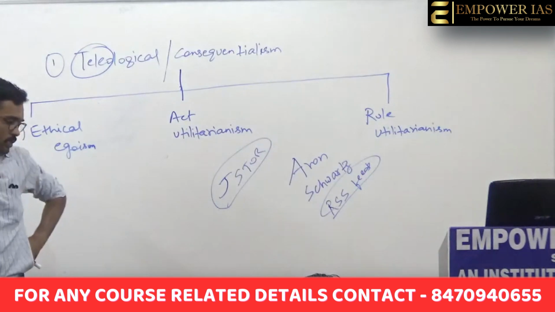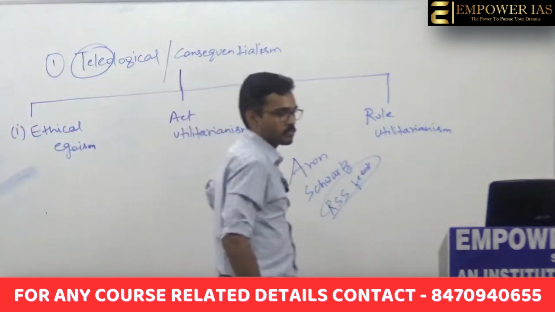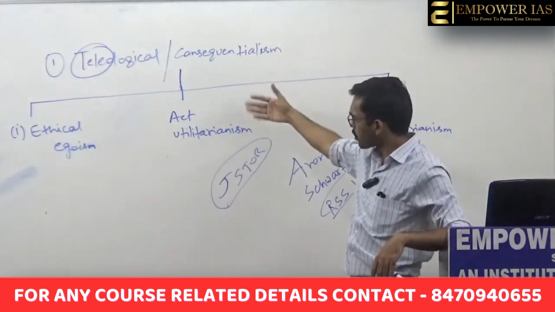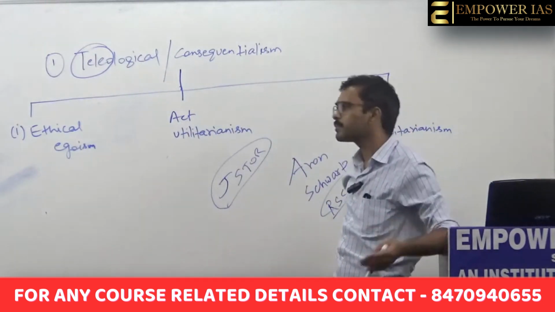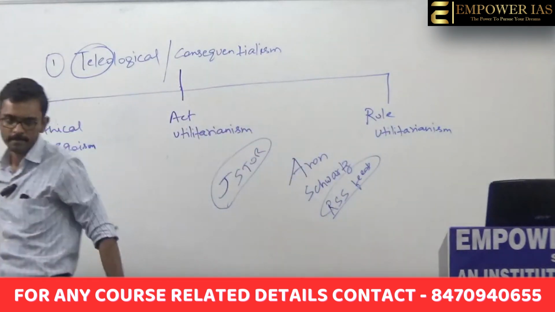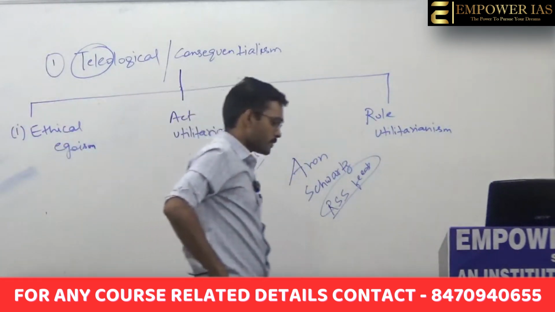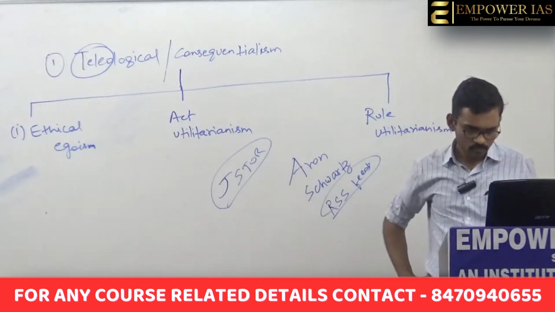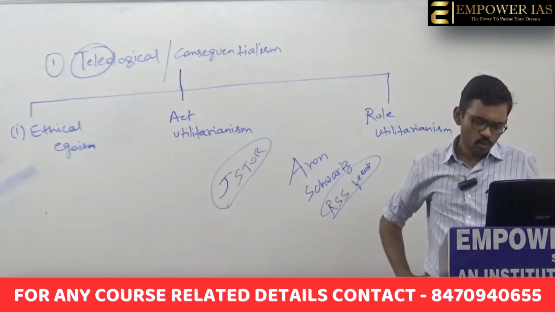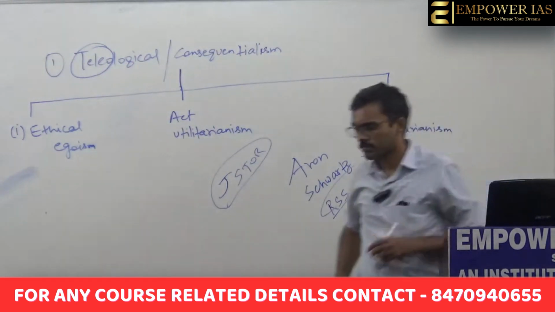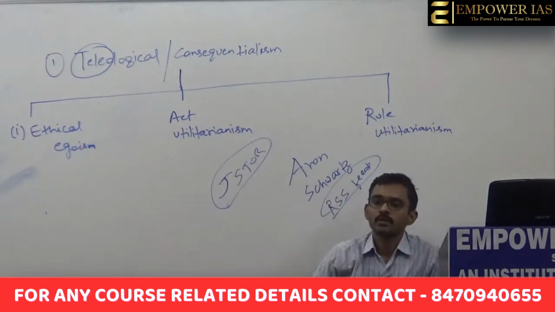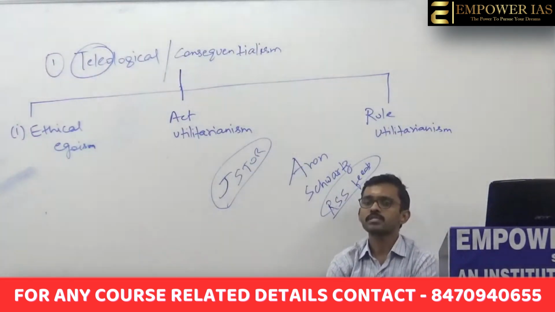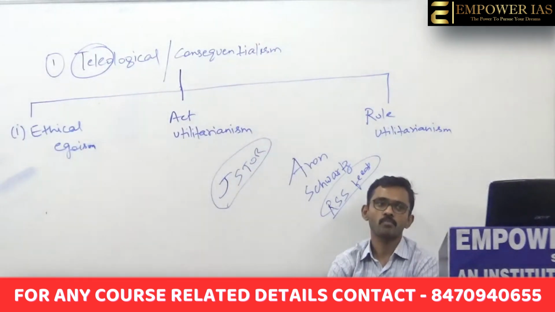Next is problems with consequentialism or utilitarianism. So we have discussed consequentialism. In fact, problems with utilitarianism. What are the problems with utilitarianism as a normative ethical theory? First, how to determine the consequences of one's action?